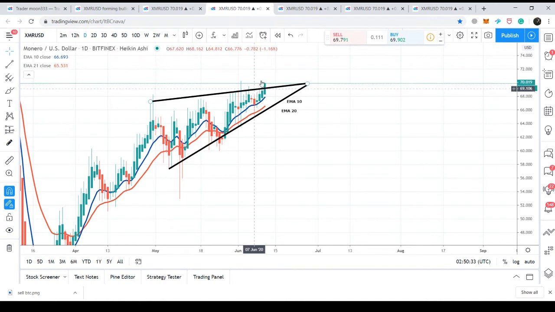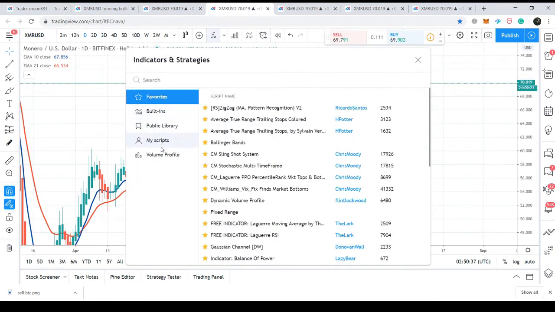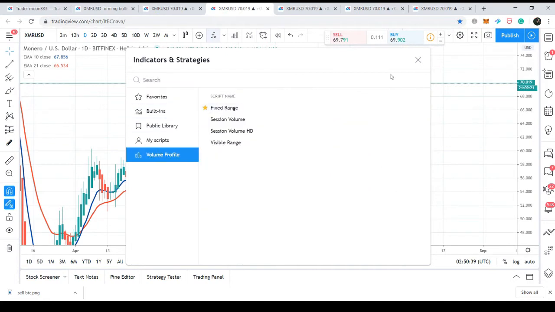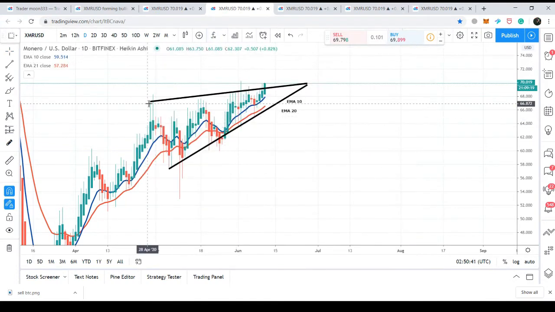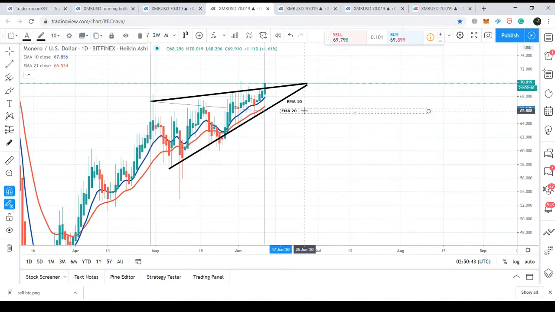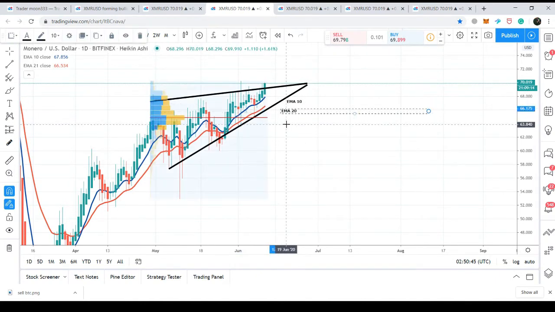Now after finding this pattern, I'm placing the volume profile fixed range on the complete price action moving within this pennant, and we can find that the traders' interest is from the downside up to $63 and from the upside up to $68. At this time, the price action is moving in the area where the traders' interest is very low.